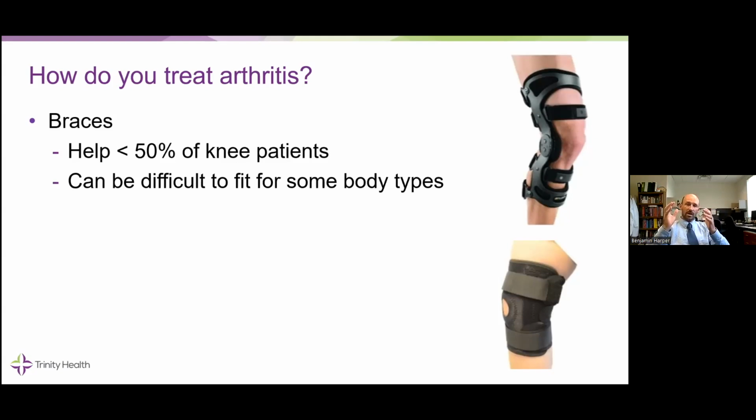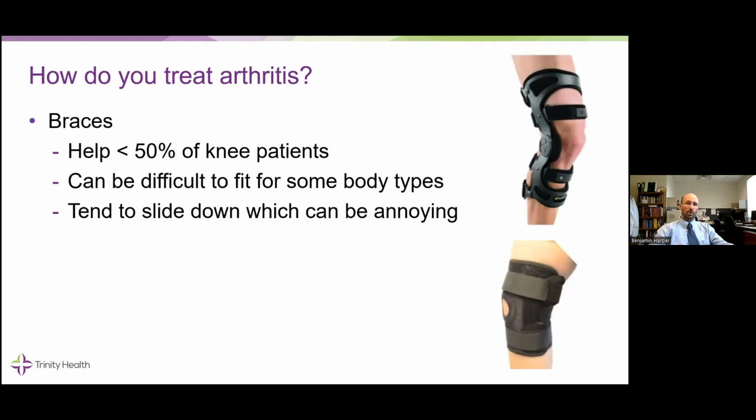But if you've got arthritis, in the knee particularly, it may tend to bow a little in or out depending on your pattern of arthritis. And these can help stabilize those a bit. But you have to be strapped on, and then how tight you strap them may cause further swelling. All braces tend to slide down a little bit, which can be annoying.